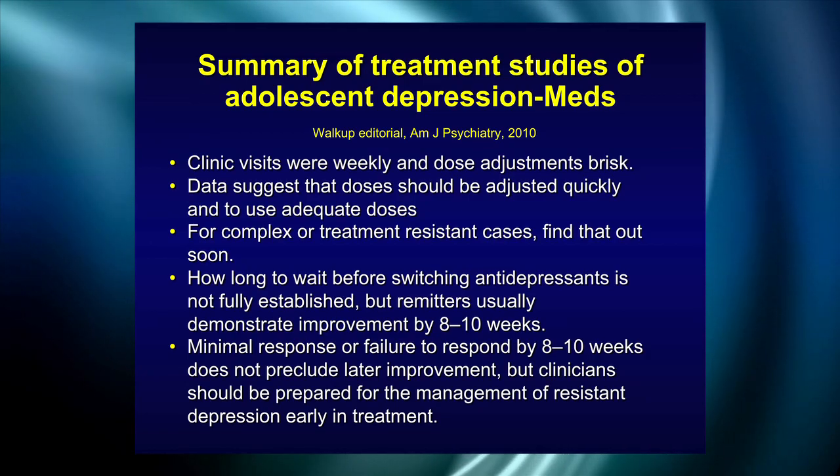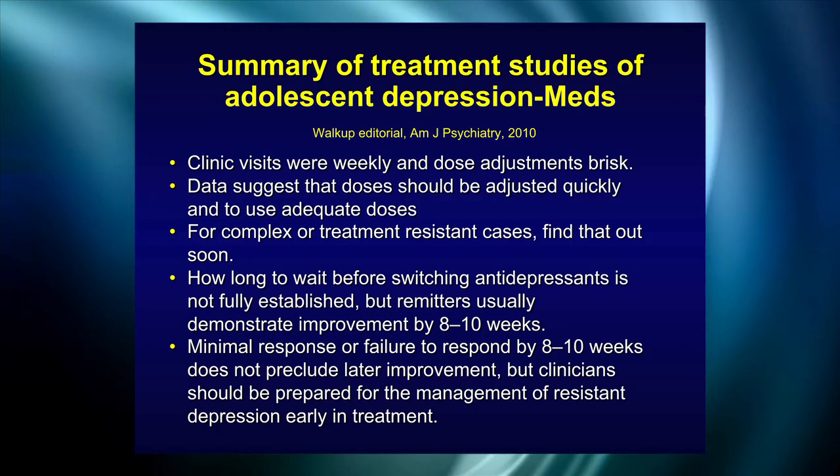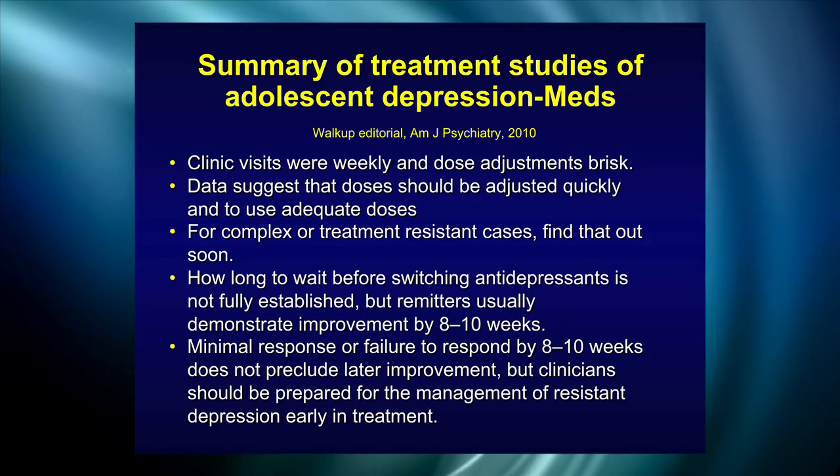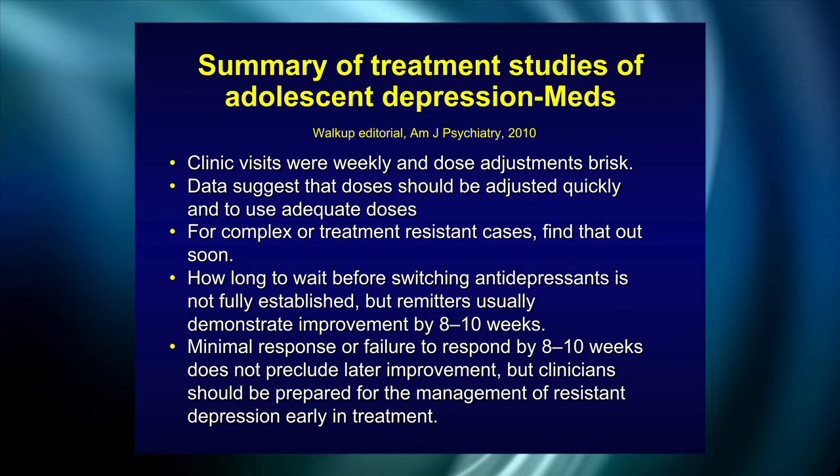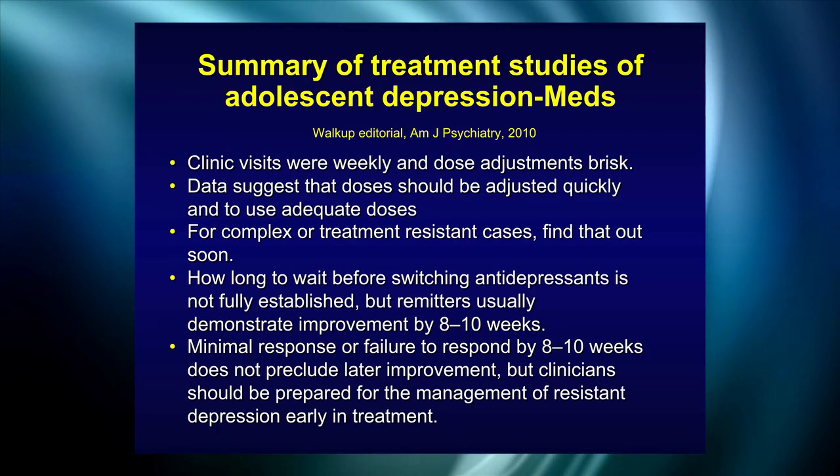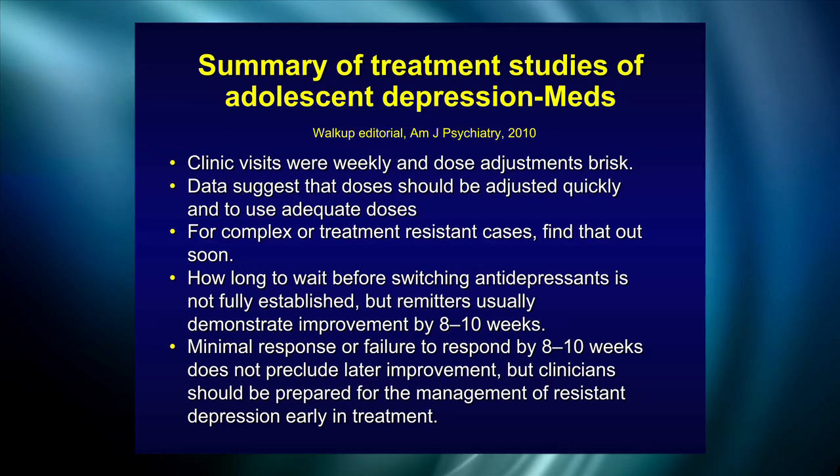insurance companies don't want to pay for a lot of treatment, and so frequently the fallback position is once a month revisits, not good. Data suggests that doses should be adjusted quickly and to use adequate doses. For complex treatment-resistant cases, try to find that out as soon as possible.